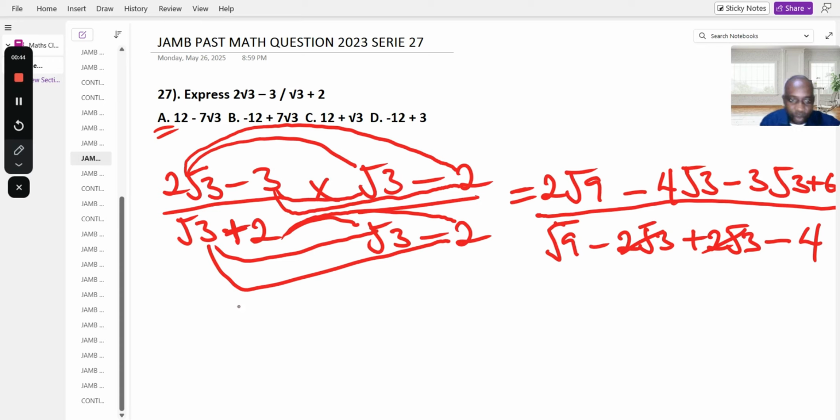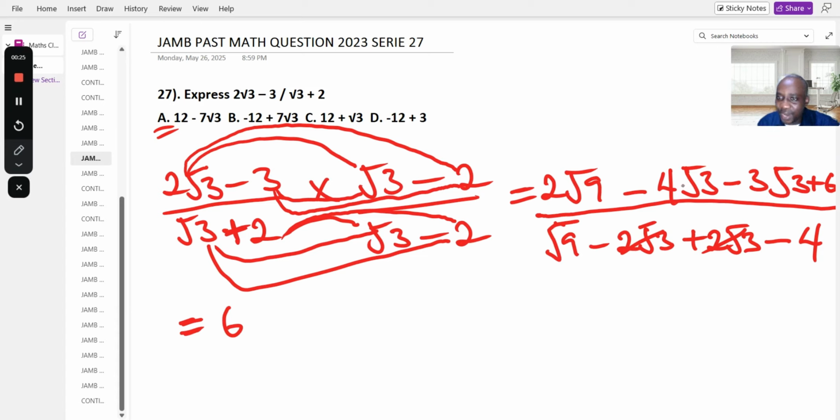Now, let me move up. Let's come down here. Let me start from here again. What is the square root of 9? 3. 3 times 2, 6. Let me write out the 6 like that. What do we have again? We have minus 3 square root of 3 and minus 3 square root of 3. This square root of 3, they are the same thing.